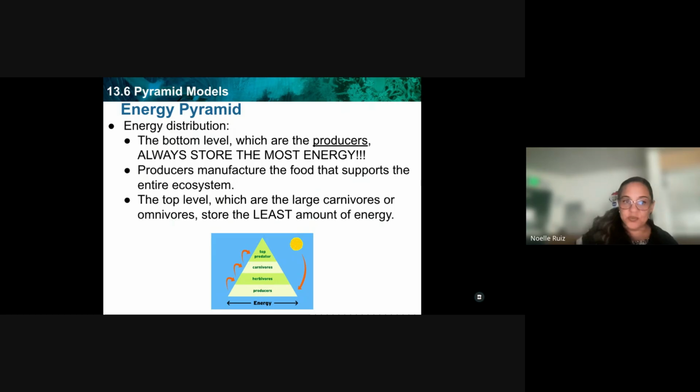So energy distribution, the bottom level, which are the producers, always store the most energy. They suck up all of those carbon, hydrogen, oxygen, phosphorus, sulfur out of the ground, and they make their own food within their own cells. So they always store the most energy when it comes to food chains and food webs.